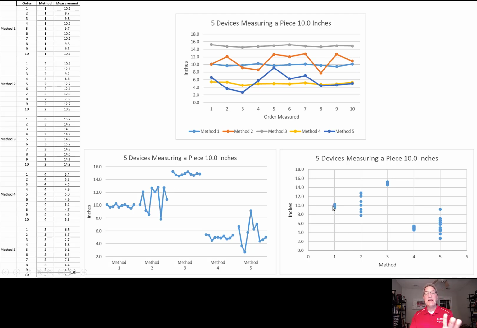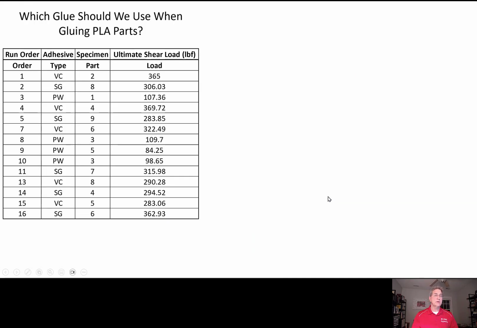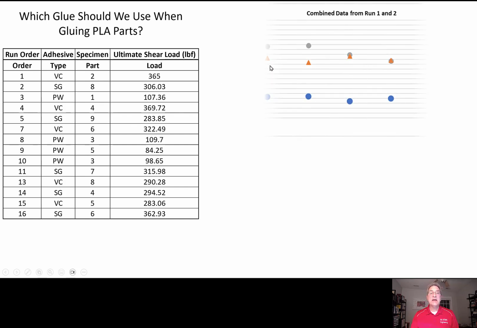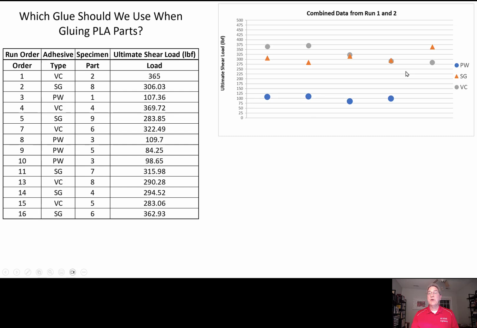But again, the point is, we're going to come back to these, but the point is changing the channel can show things differently. Here's another one. We were interested in what glue we should use when we're gluing PLA parts. So we had 3 glues, we got parts, we glued them a specific way. I'll go over this whole thing later when we talk about design of experiments. And then we got the data and then we graphed them.